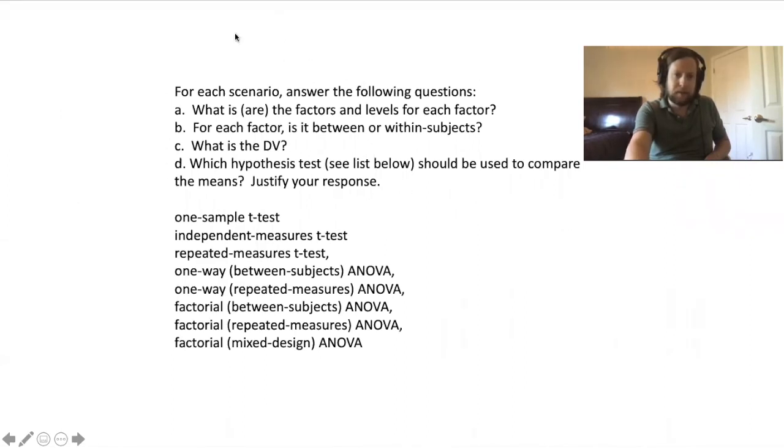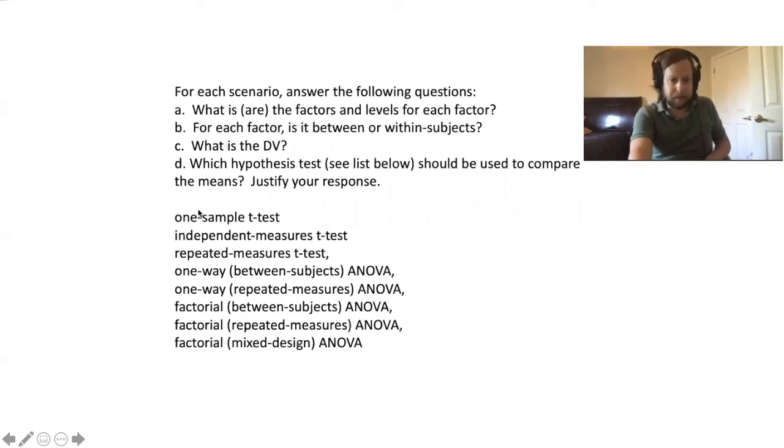These are the questions that we'll be answering about each research scenario. There are 4 questions, A, B, C, and D. The first question is, what is the factor or factors in the study in each research scenario, and what are the levels of each factor? For each factor, indicate whether it's between or within subjects. What is the dependent variable? That's part C. And then finally, what is the hypothesis test that you would use to analyze the means for that given research scenario? Your choice of hypothesis test are right here.